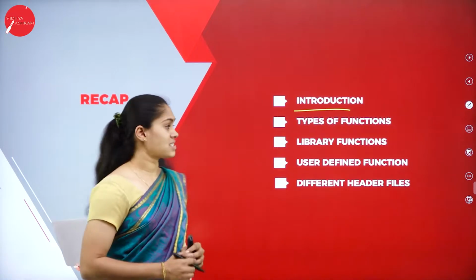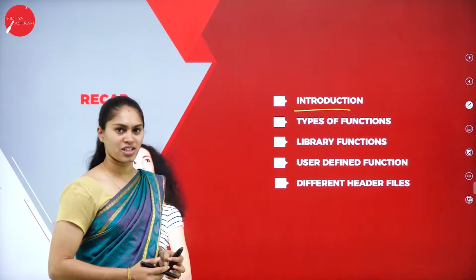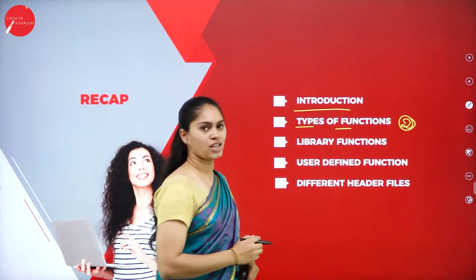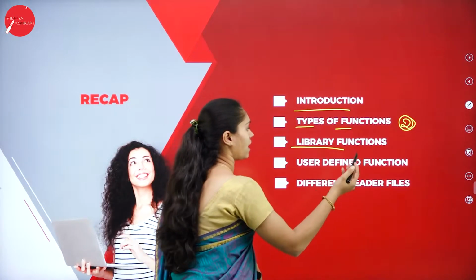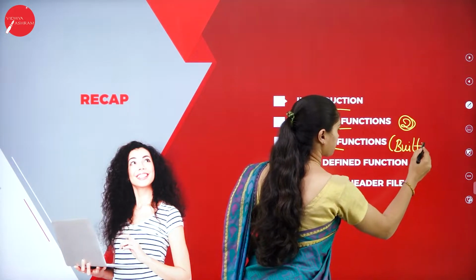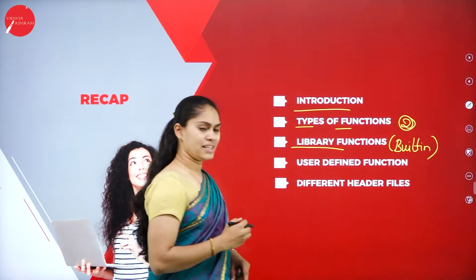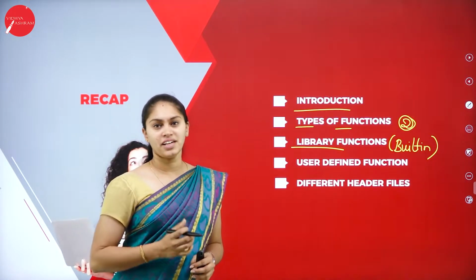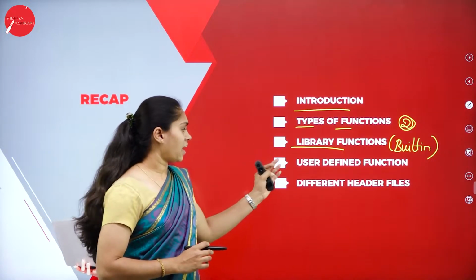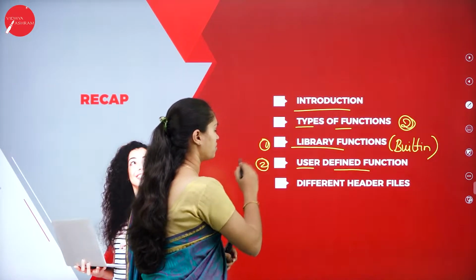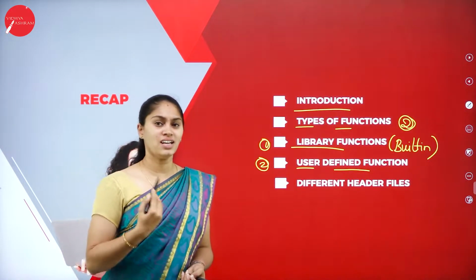And we also discussed the types of functions. How many types of functions do we have? We have two kinds of function. One is the library function, which is also called a built-in function or a predefined function. And we have one more type, that is the user-defined function. So the library function is the first type and the user-defined function is the second type.